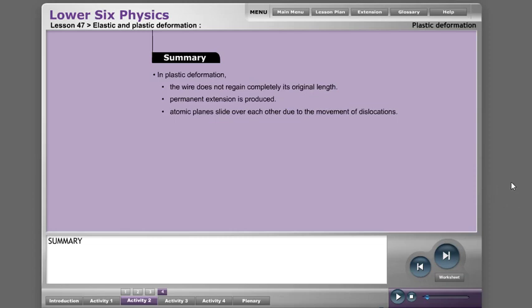Summary. In plastic deformation, the wire does not regain completely its original length. Permanent extension is produced. Atomic planes slide over each other due to the movement of dislocations.